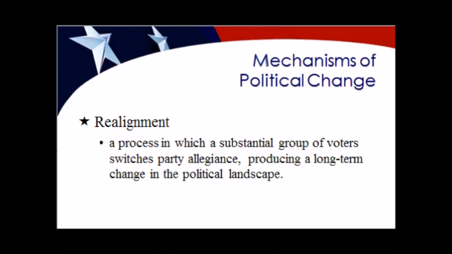Mechanisms of political change. Realignment. A process in which a substantial group of voters switches party alliances, producing a long-term change in the political landscape. An example would be what occurred in 1932 after the country experienced the Great Depression. Some people were fed up with the trickle-down economic theories of Herbert Hoover, and the public turned to the New Deal of FDR.